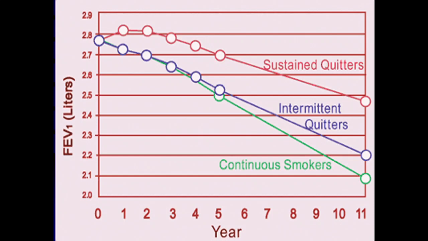This slide shows the effect of smoking cessation on pulmonary function, on FEV1. The first panel in light red, those who permanently quit smoking, in the first year, their pulmonary function improved a little. The second year might be stable and then slowly going down. While those who continue to smoke, those in the green line, there is rapid deterioration in pulmonary function. Those who intermittently quit and go back to smoking have some benefit, but not as good as those who have quit smoking forever.